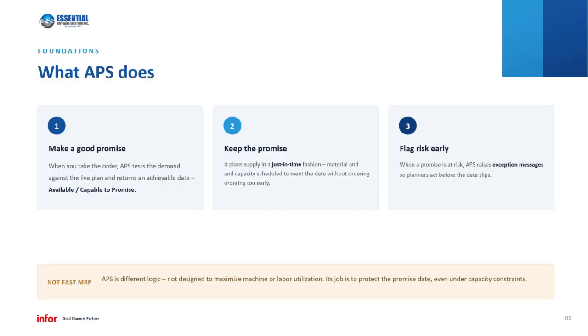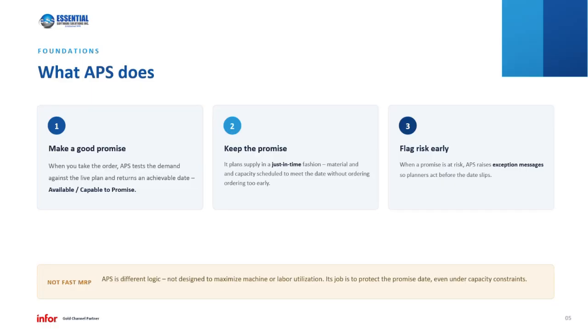So APS does 3 things. The first thing is it helps you make a good promise when you take the order. That's that available to promise calculation that you've probably heard, capable to promise in some of your environments. That's where you take the order, you determine, in a single planning run, when you are able to ship based on the current snapshot of your planning and scheduling environment.